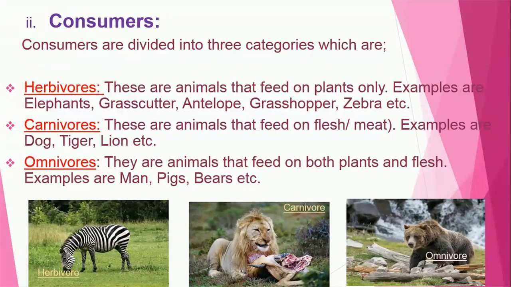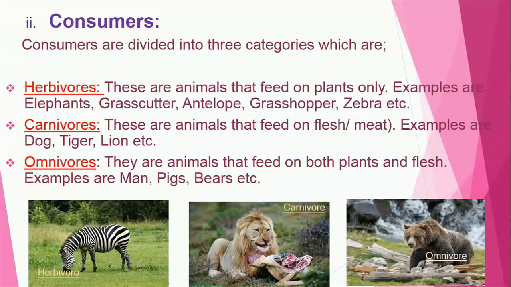So consumers are divided into three categories, which are 1. Herbivores or the herbivorous animals. These are animals that feed on plants only. Examples are elephants, goats, cattle, grasscutter, antelope, grasshopper, zebra, sheep, and so many more. They are also called the primary consumers in the food chain of feeding relationship.